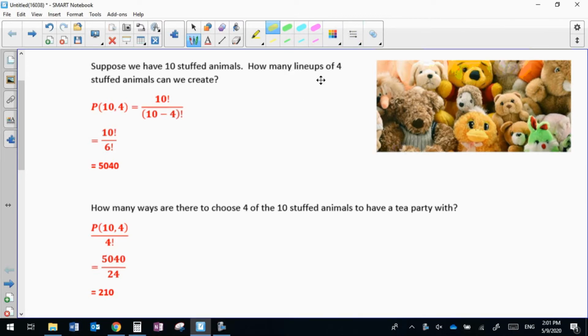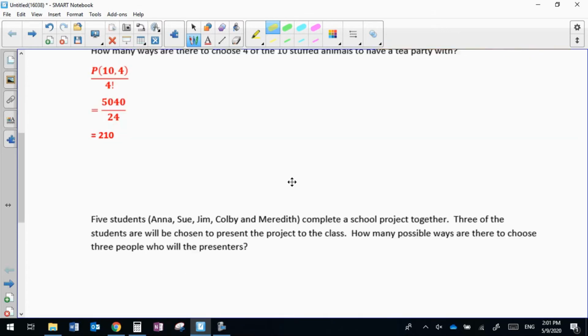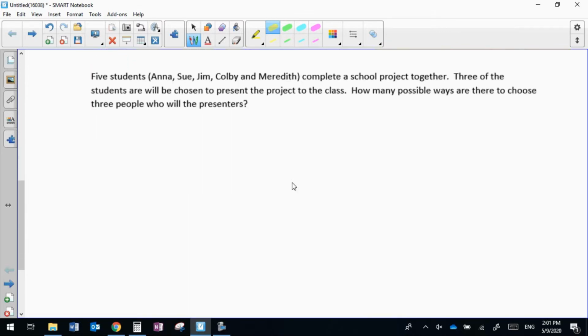So let's take a look at another example that's very similar to the stuffed animal example of how many ways can you choose 4 out of 10 stuffed animals. Of course, 210 was the answer to that. Imagine you've got 5 students, and I've given them 5 different names, and they're going to complete a school project together. 3 of the 5 students will then be chosen to present the project to the class. How many possible ways are there to choose the 3 people who will be the presenters?